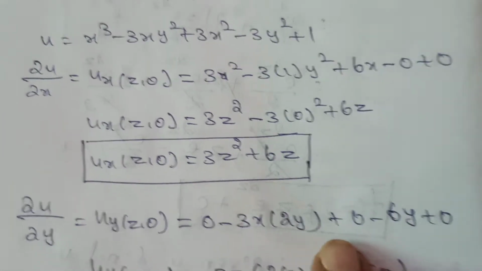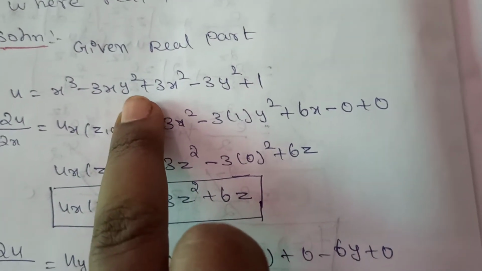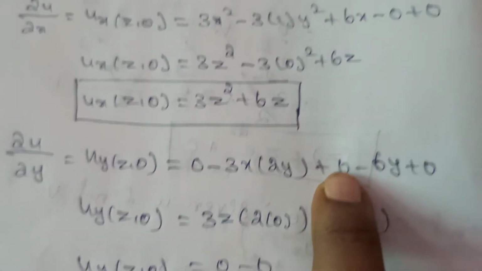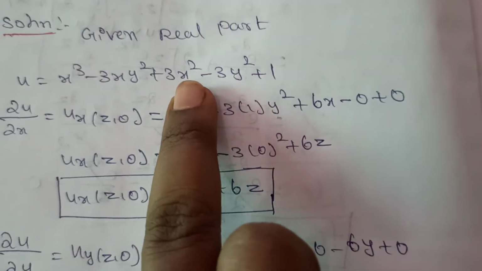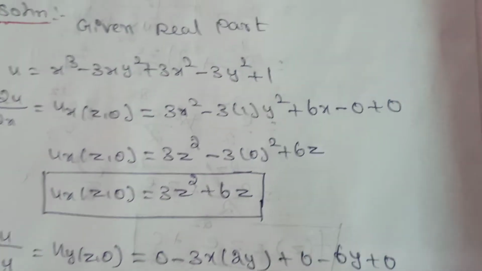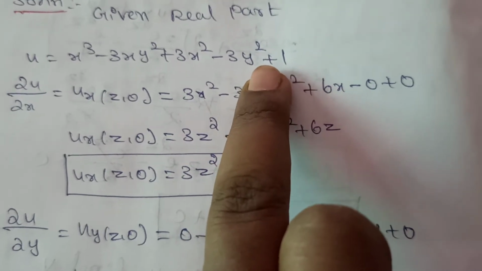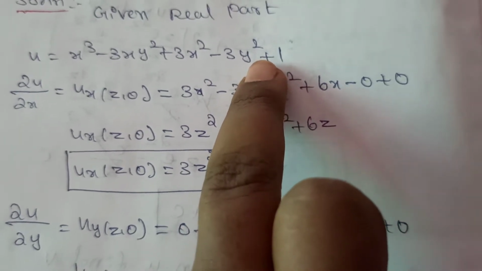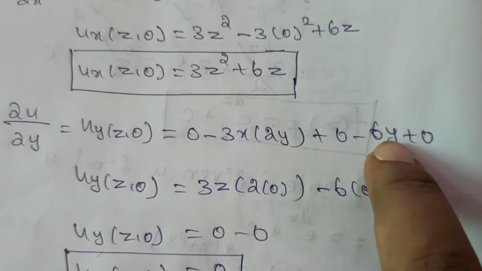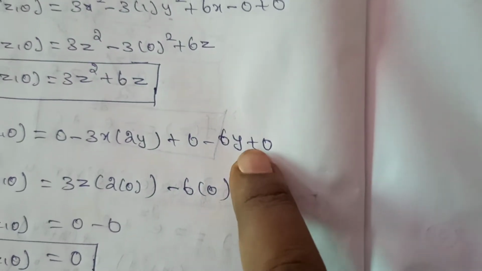So 0 minus 3x into the differentiation of y square, which is 2y, that is minus 3x into 2y. Plus 3x square is a constant, so it becomes 0. Next, minus 3y square: differentiating y square gives 2y, and 2 into 3 becomes minus 6y. Plus 1 is a constant, so its derivative is 0.